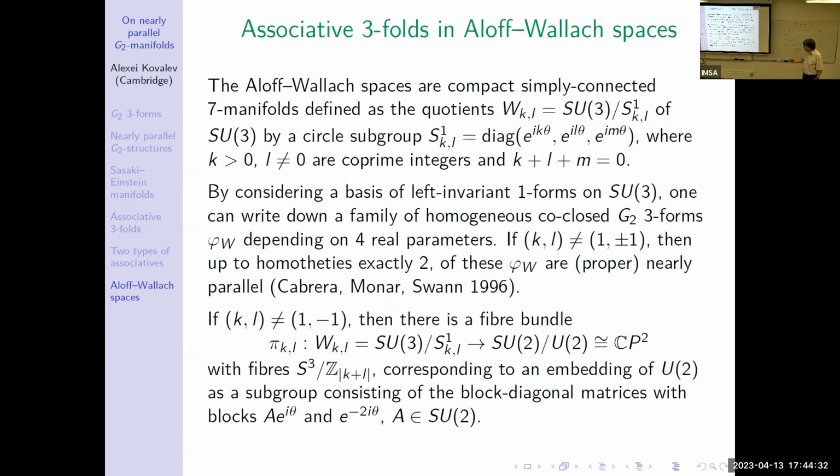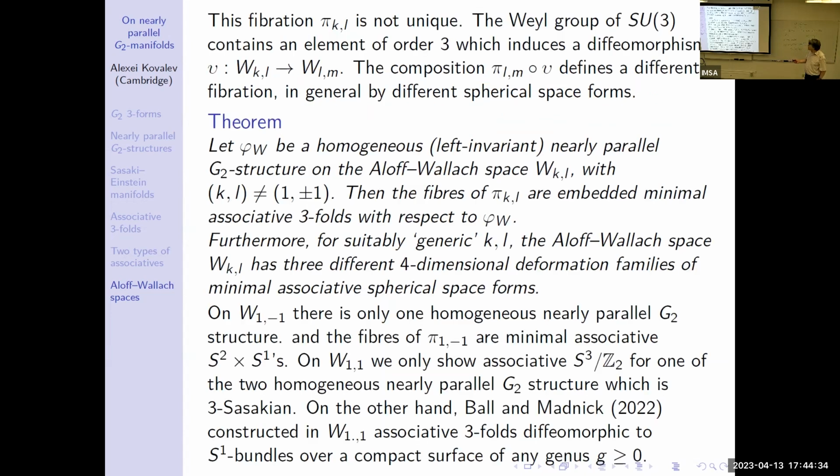So, yeah, those are. But for the one for which this procedure works, we'll get associatives, but the G2 structure will be reduced to a second rather than proper nearly parallel. So the one will reduce to a subgroup with convex symmetry.